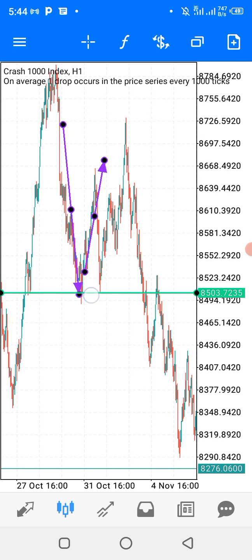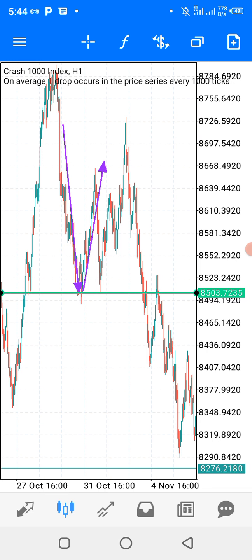This happened. This is natural. This happens regularly. Price hits some level and couldn't continue, and then what happened? It reverses. Okay, so this is Crash 1000.